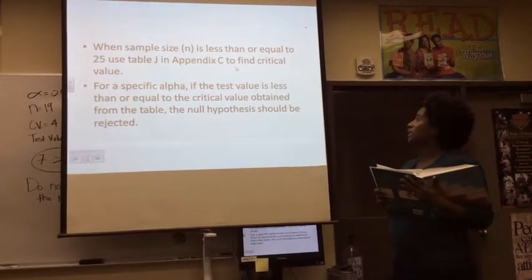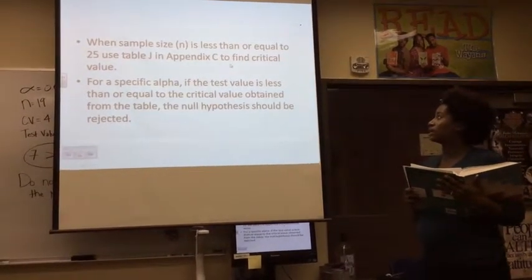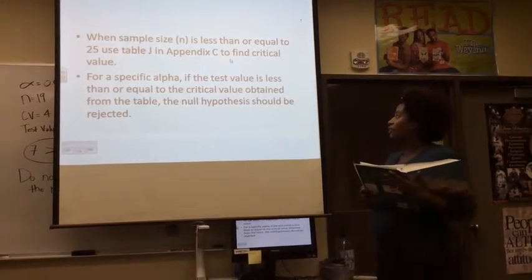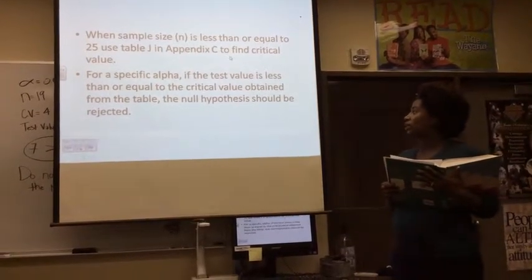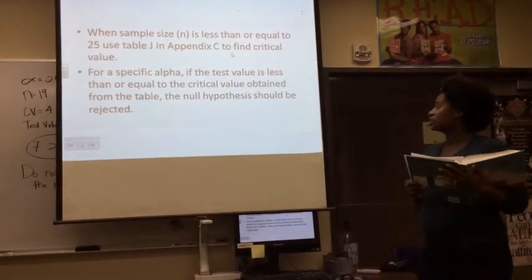When sample size n is less than or equal to 25, you use Table J in Appendix C to find the critical value. For a specific alpha, if the test value is less than or equal to the critical value obtained from the table, the null hypothesis should be rejected.